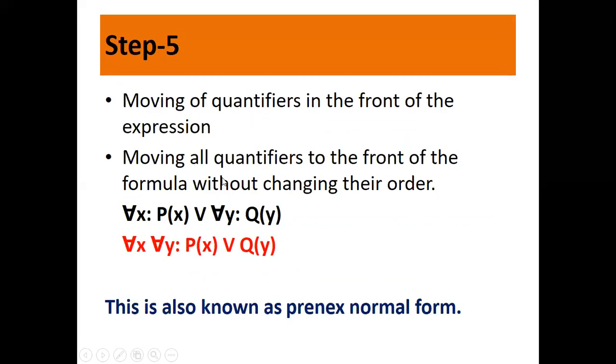Right now, we are applying step 5 to this. We are just moving all the quantifiers to the beginning of the formula. So what we did here, for all x, for all y is moved out, and now we have P(x) or Q(y). It's that simple. The only thing is we also maintain the order. So for all x appears first, and then for all y. When you have a statement in this form, it is also known as prenex normal form. Of course, we'll take an example in the next lecture to make the prenex normal form more clear.